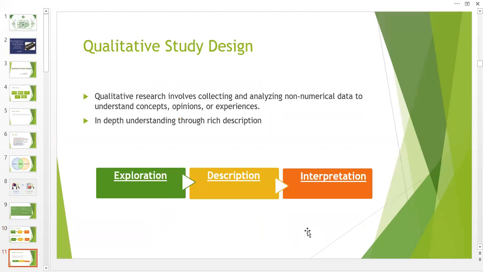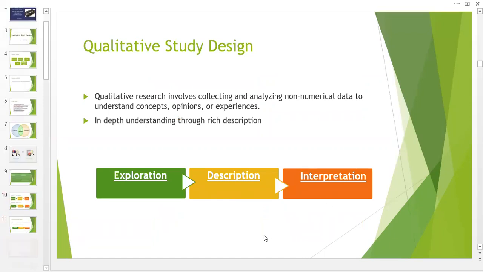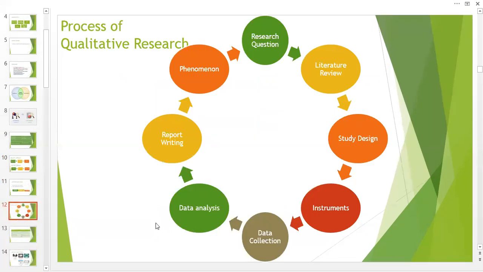Qualitative study design. Qualitative research involves collecting and analyzing non-numerical data to understand concepts, opinions, or experiences. It is mostly done to provide in-depth understanding through rich description. We explore the problem, we generate thick or good description, and then interpretation is done. This is a diagram showing the process of qualitative research.